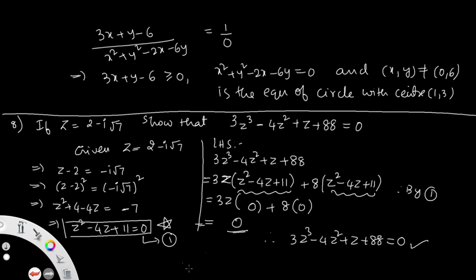Next, question number 9. If Z2 by Z1, in the quarterly examination this question has come.